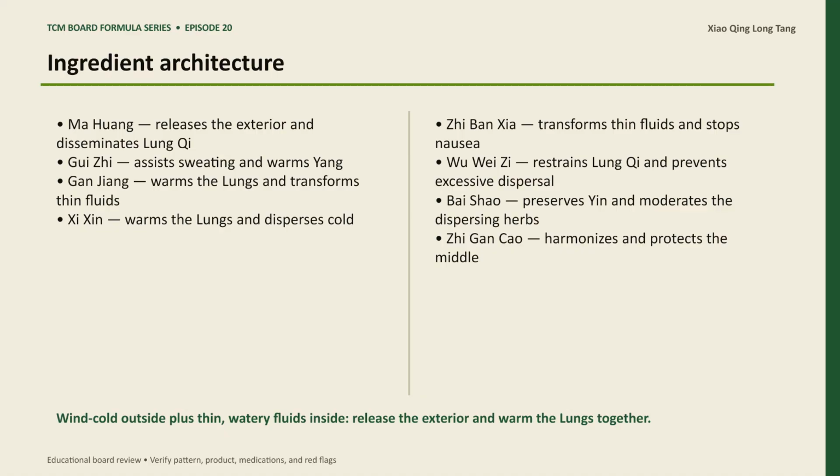Build the formula from its ingredients. Ma Huang releases the exterior and disseminates lung qi. Gui Ji assists sweating and warms yang. Gan Jiang warms the lungs and transforms thin fluids. Xi Xin warms the lungs and disperses cold.